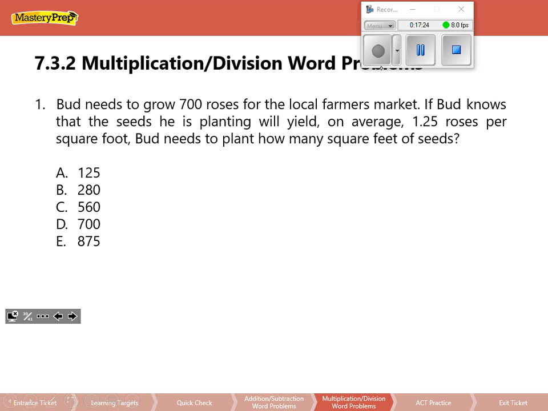Bud needs to grow 700 roses for the local farm market. If Bud knows that the seeds he is planting will yield on average 1.25 roses per square foot, Bud needs to plant how many square feet of seeds? How many does he need? 700. And on average, 1.25 roses per square foot.